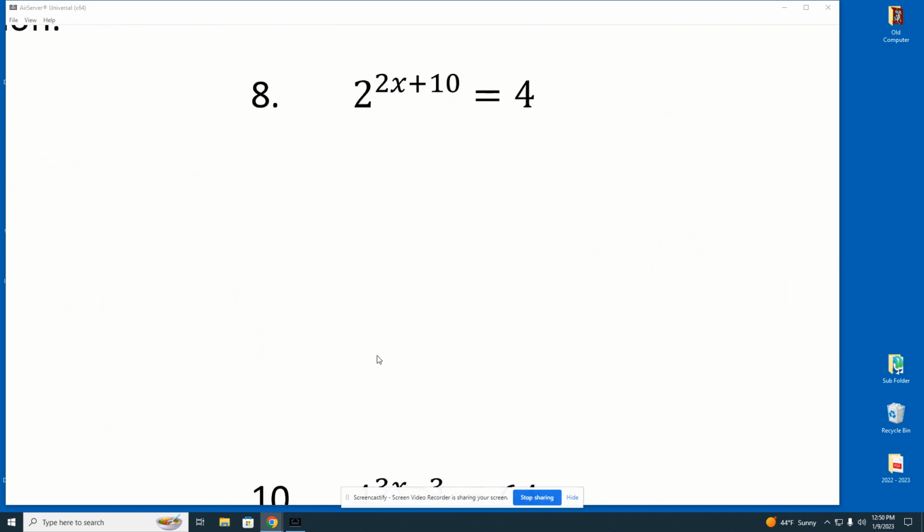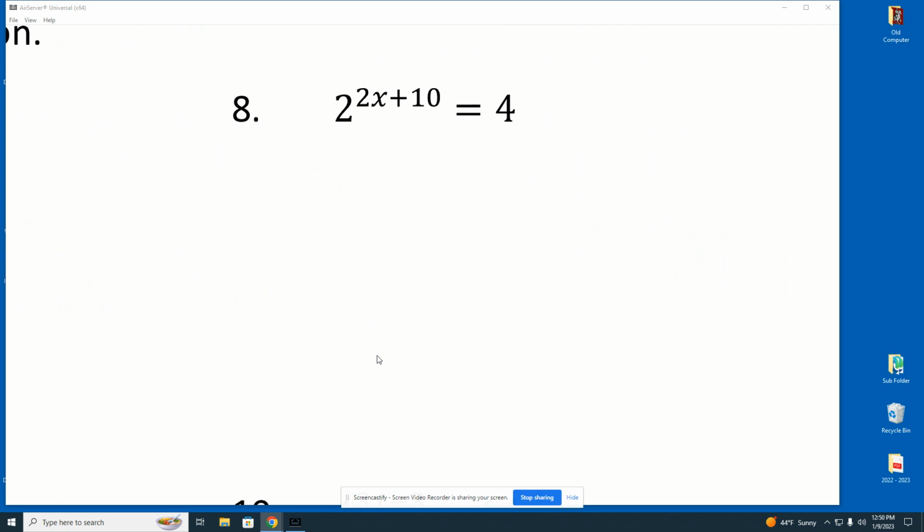Number 8, a little harder, not much, because obviously we don't have the same base. But which one do I need to change?